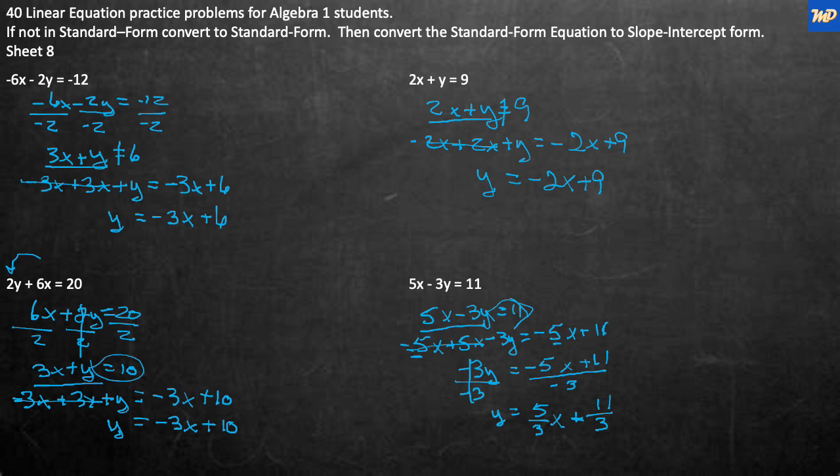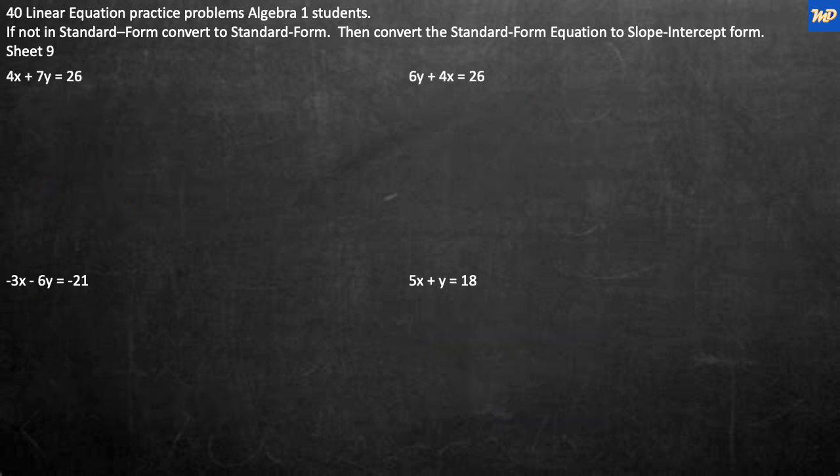Next slide. That was slide 8. We're moving good. Okay, we're on to slide 9. Let's give these guys a shot here. So the first problem here, 4x plus 7y is 26. It's in the right order. Everything's good. There's no negative sign in front of the x, and there are no common factors. So we can just go straight to finding the slope-intercept form. And to do that, I'm going to rewrite the equation. 4x plus 7y is equal to 26.